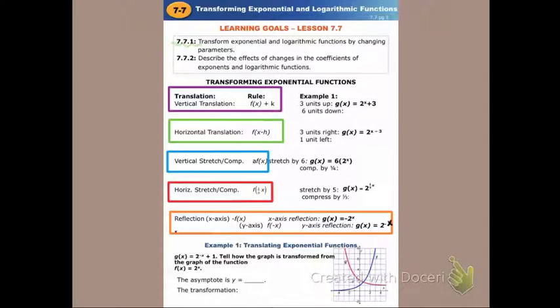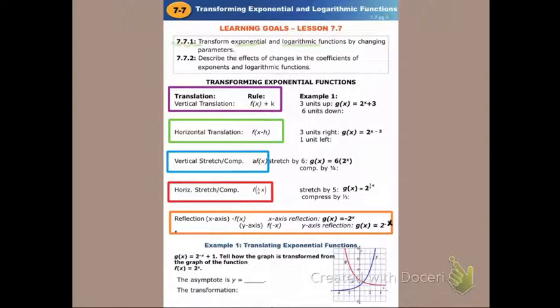Our first learning goal for lesson 7.7 is to transform exponential and logarithmic functions. That's what we've been studying in this chapter: the exponential functions, exponential growth and decline, and the logarithmic functions, which are the inverses of those functions. We'll be looking at transforming them by changing the parameters.